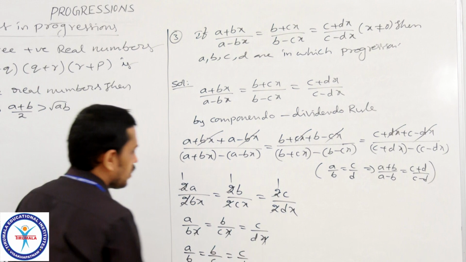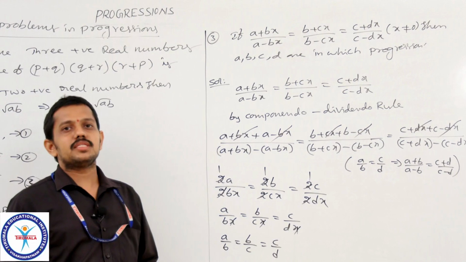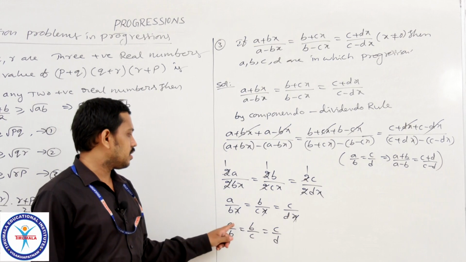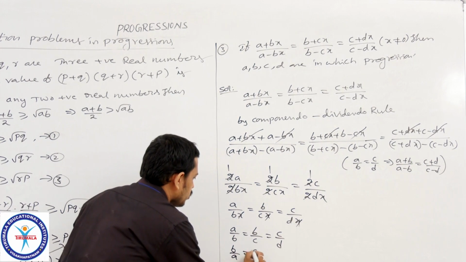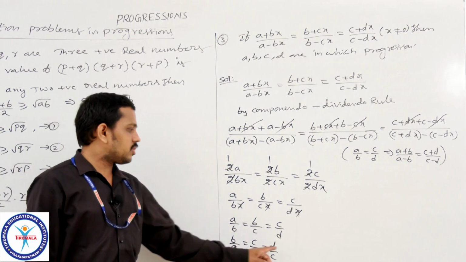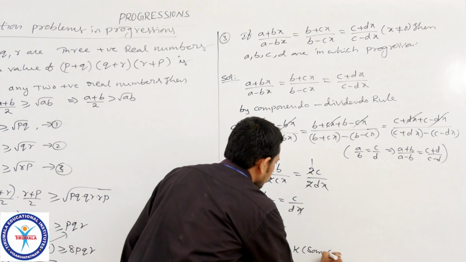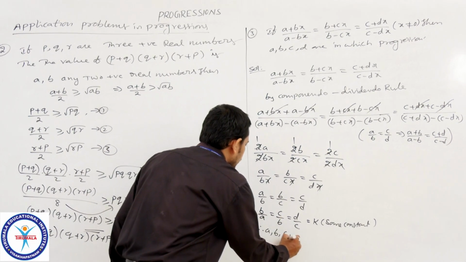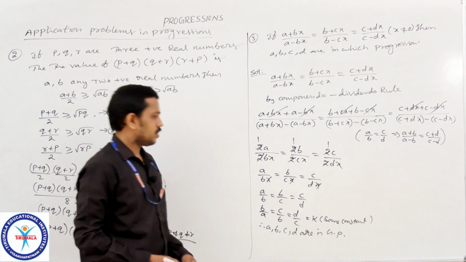For any 4 terms a, b, c, d, if the ratio between any 2 consecutive terms is constant, that is b/a is equal to c/b is equal to d/c, then the ratio is constant, equal to some constant k. Therefore, a, b, c, d are in GP, geometric progression.